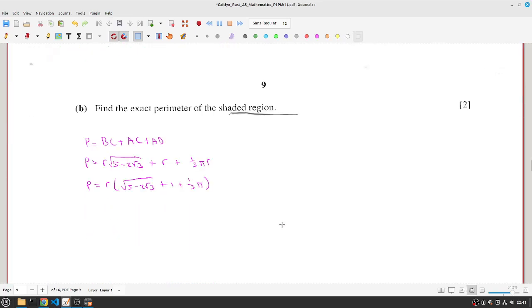Also put that down here. So that's how we found AB. And let me just add, this is the circumference of a full circle.